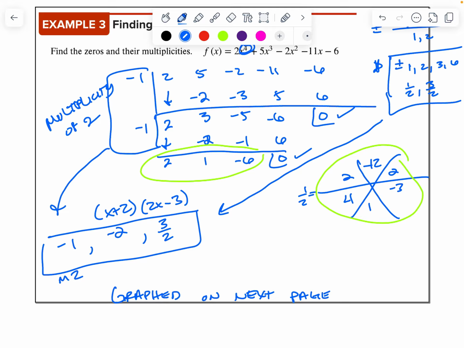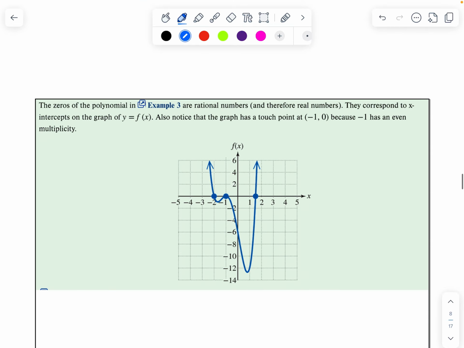Remember what that means for a graph as well. If it has an even multiplicity, it's going to bounce off the graph instead of passing through. So it's going to pass through here. It's going to pass through here because the multiplicity there is only 1. And it's going to bounce here. So if we look at the graph, it needs to pass through negative 2, bounce at negative 1, and then pass through 3/2. And that's exactly what it does. It passes through negative 2, bounces off at negative 1, passes through at 3/2.